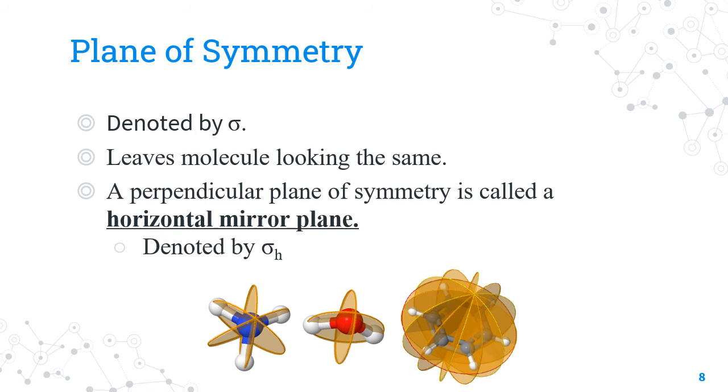The next symmetry operation I would like to mention is called the plane of symmetry, and this is denoted by a lowercase sigma. It's also to note that this leaves a molecule looking the same, so nothing changes with it. And basically what this is, is a perpendicular plane. It's called a horizontal mirror plane, and it's denoted by a sigma subscript h.